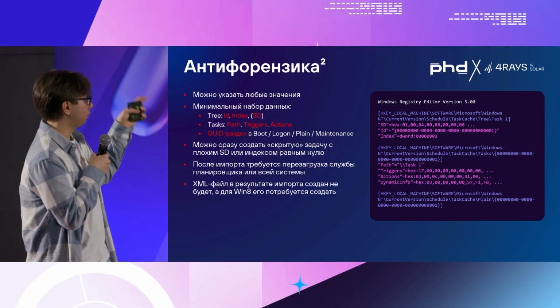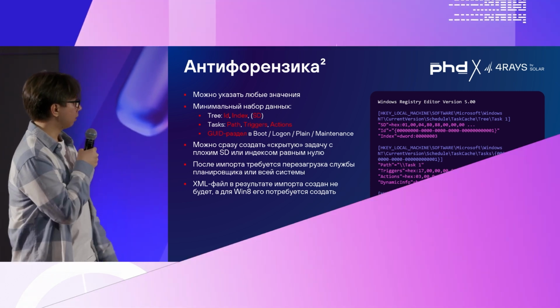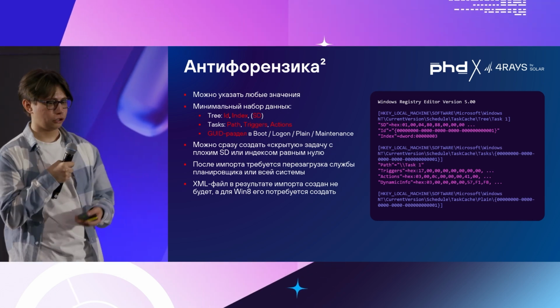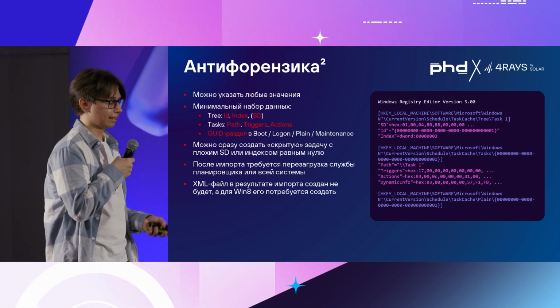The minimal data set that is necessary for import, well, there are a few of them. You should put the ID of the SD index. You may not put the SD, but you don't want to get a random detect from Velociraptor. Then in tasks, you want to put the parameters of paths, triggers, and actions, and in GUID, you want to put one of the things related to the section. We can import the hidden task. We can write index equals 0 from the start, or we can make an SD in such a way that the planner will break down. After input, you should restart the task planner or the system.